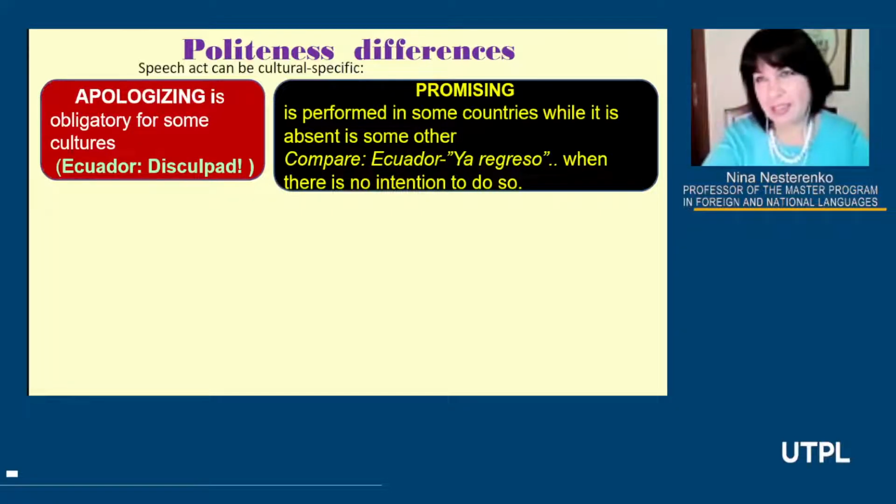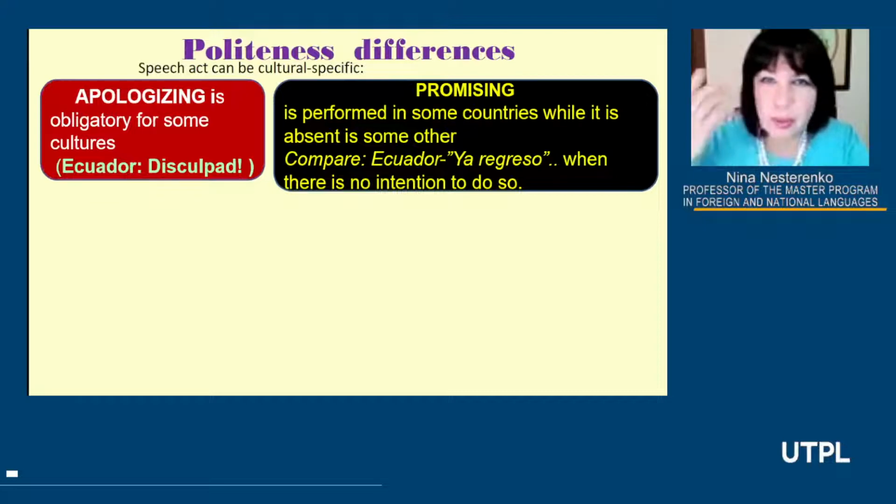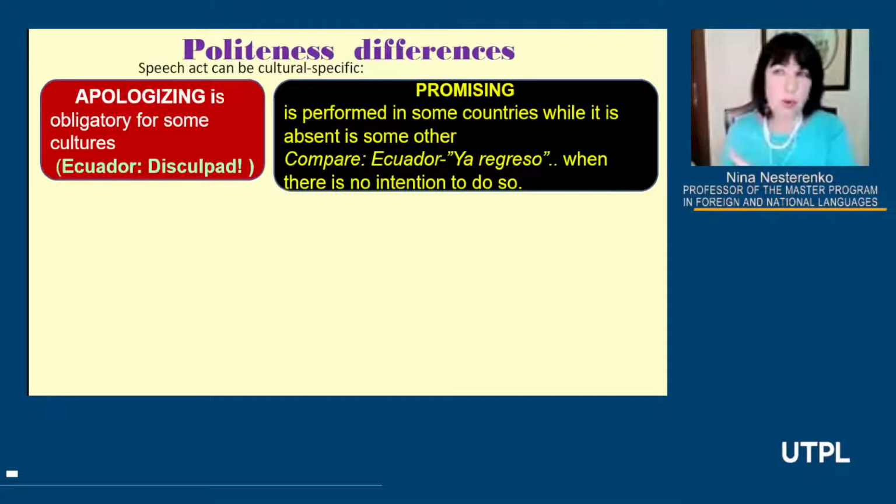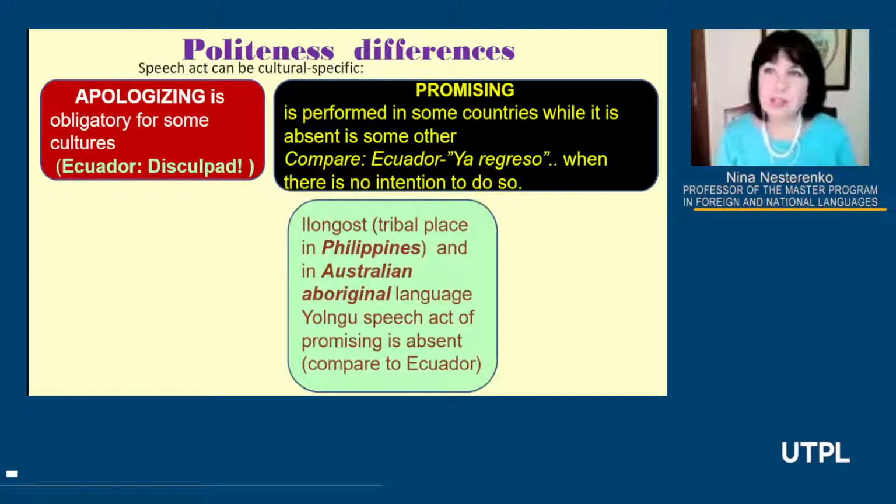And promising, in Ecuador, "ya regreso", when you have no intention of coming back to a store, for example. But it's not interpreted as something impolite. It's a polite way to leave a store when you could not buy something you wanted. But in other cultures, if I receive "yo regreso", I will start waiting until this person comes back, right? So this can lead to pragmatic failure.